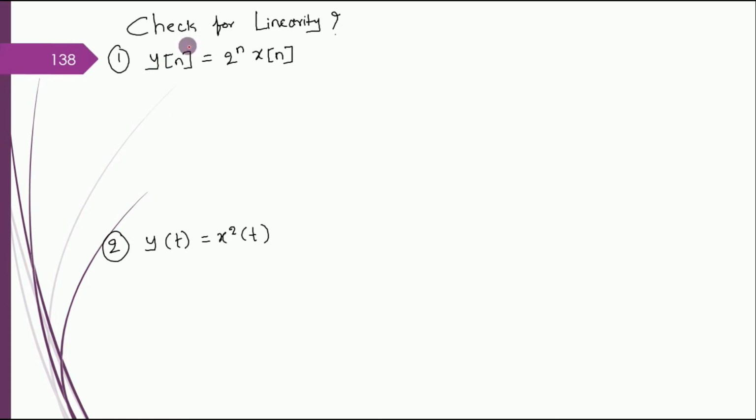We'll solve it. So 2 raised to n x of n, whether it is linear or not, that we need to check. To check its linearity, I'll just prefer this one. I write it as h of x of n. This is a system. So x of n, we call it as summation i is equal to 1. Let me take, for simplicity, n equal to 2, of ai xi of n.